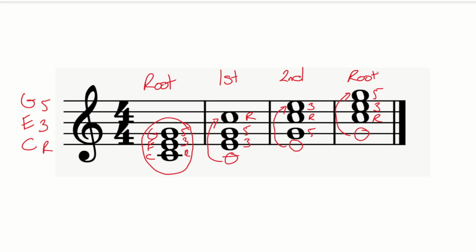So that's literally all inversions are. It's just a different note of the chord is the lowest note. In the root case, it's the root of the chord. In first inversion, it's the third of the chord. In second inversion, it's the fifth of the chord.